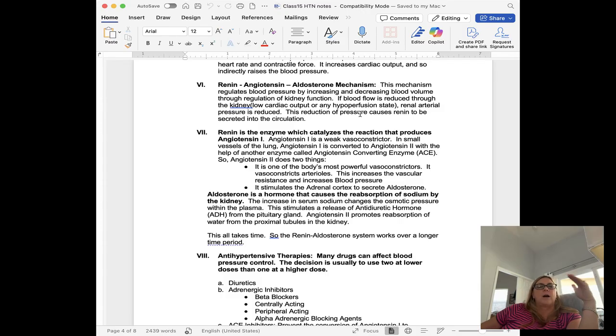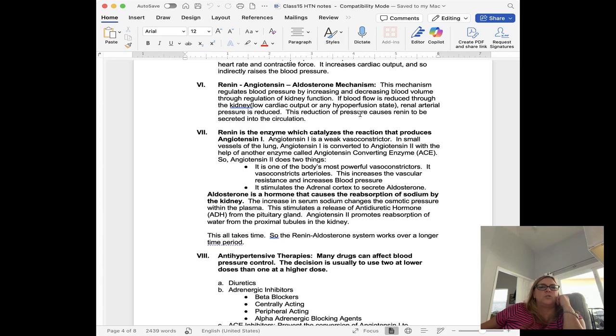but think about cardiac output and the flow of blood reaching the kidney that will trigger the renin-angiotensin-aldosterone system to release renin. Renin is the enzyme that catalyzes the reaction that produces angiotensin 1. Angiotensin 1 is a weak vasoconstrictor, and in the small vessels of the lung, angiotensin 1 will get converted to angiotensin 2 with the help of angiotensin converting enzyme.